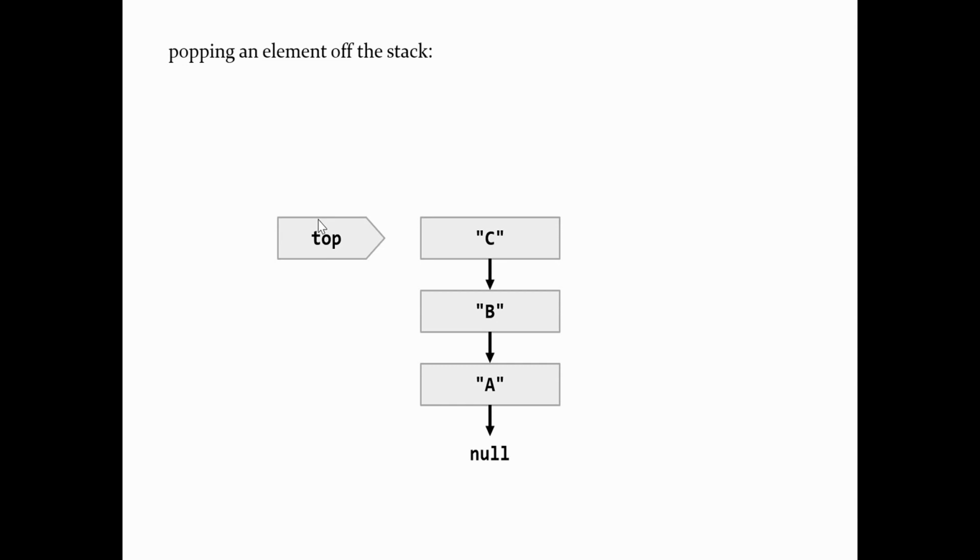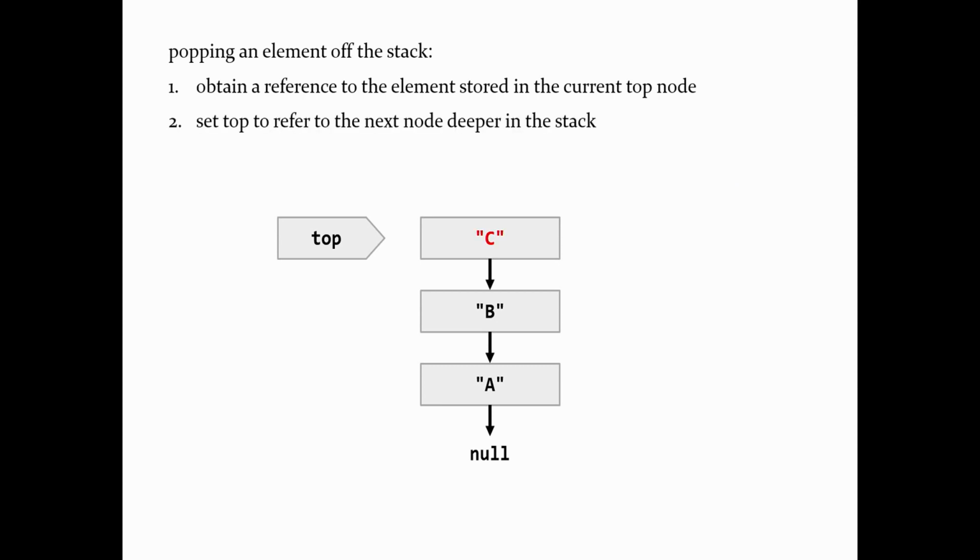Now, if I want to pop an element off the stack, what do we do? Well, I need to remember that there's a C sitting in this node. So I need to obtain a reference to the element stored in the current top node. In other words, I need to remember that the value here is C.